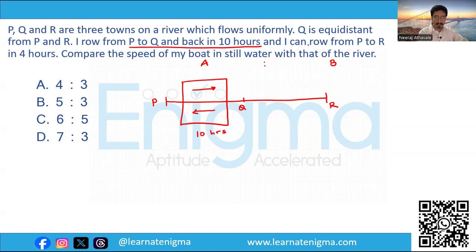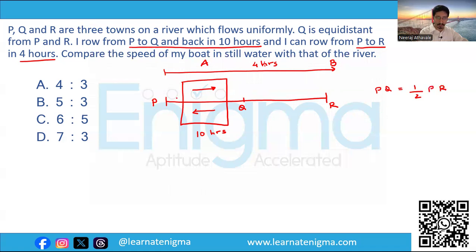If we read further, I can row from P to R in 4 hours. That means from here to here in 4 hours. Now PQ is half of PR, and therefore to travel PQ you will require half of 4, that is 2 hours.